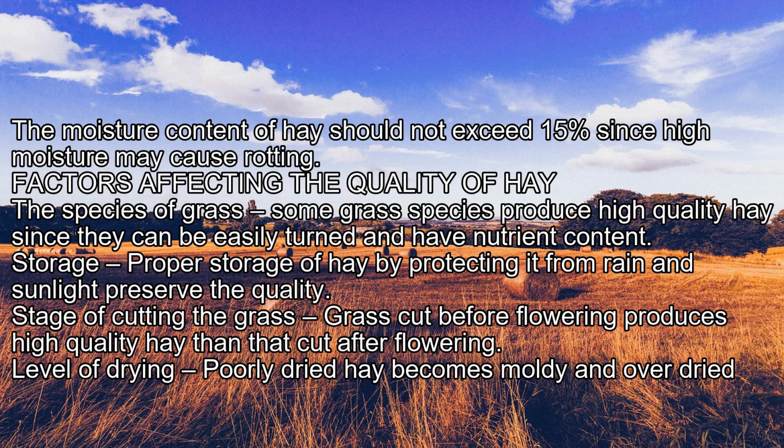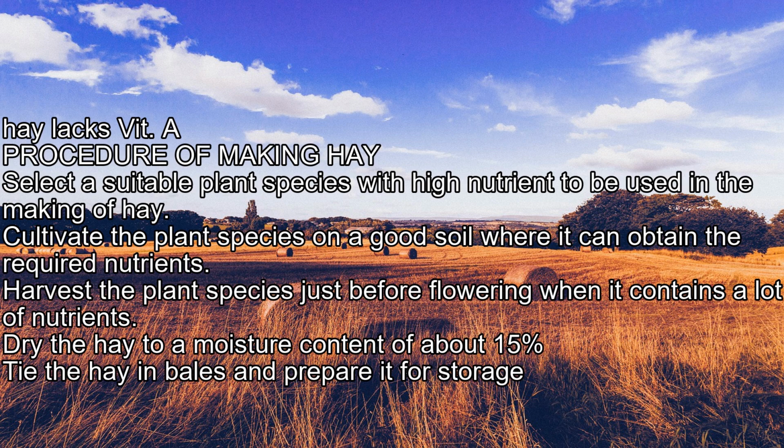Stage of cutting. The grass cut before flowering produces high-quality hay compared to that cut after flowering. Level of drying. Poorly dried hay becomes moldy and over-dried hay lacks nutrients.